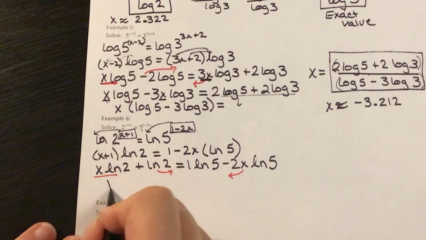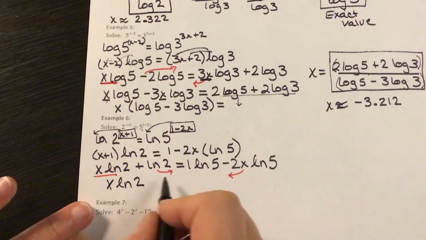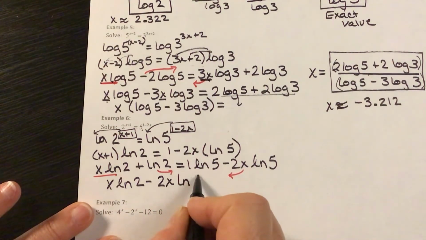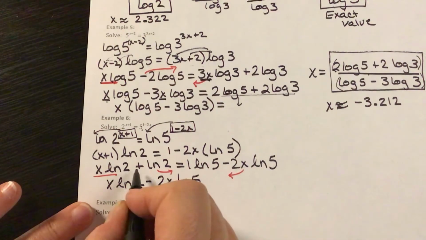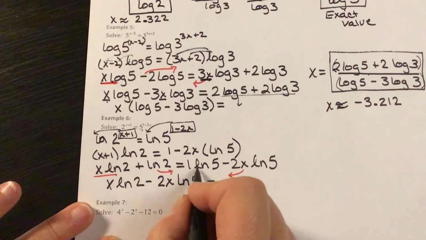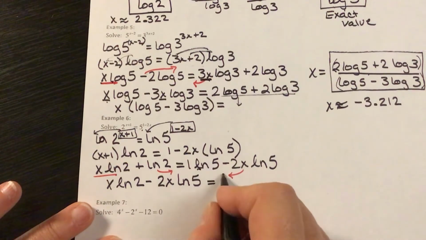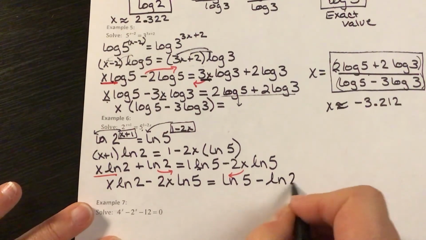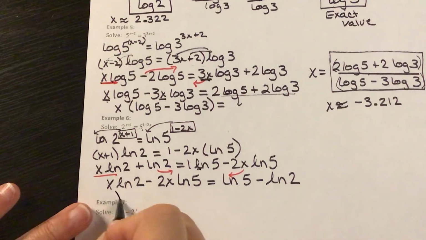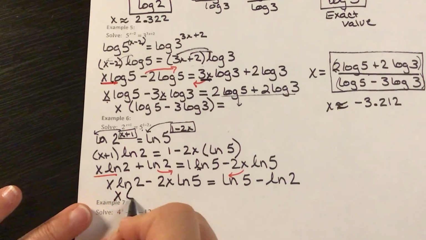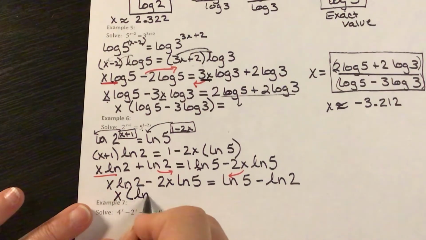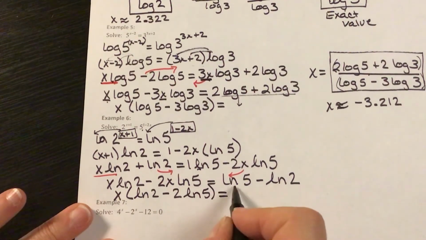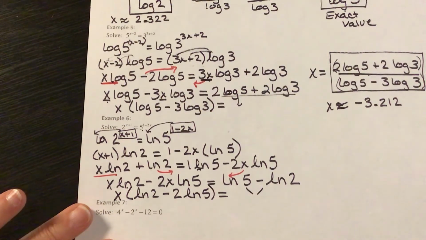So I'm going to have x ln 2 minus 2x ln 5. So I moved this part over to the left side, and I'm going to keep this 1 ln 5, and I'm going to subtract ln of 2. And here I'll factor out the x. So x I'm multiplying by ln of 2 minus 2 ln 5. And that equals this up here.